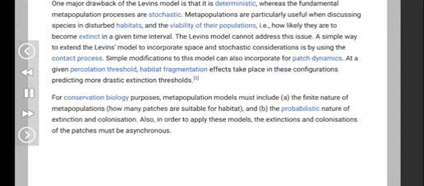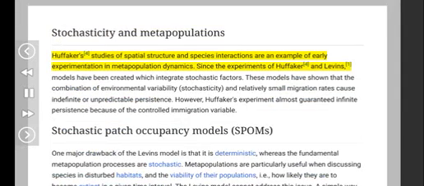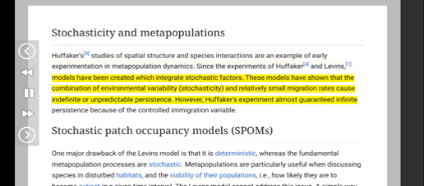Stochasticity in metapopulations. Huffaker's studies of spatial structure and species interactions are an example of early experimentation in metapopulation dynamics. Since the experiments of Huffaker and Levins, models have been created which integrate stochastic factors. These models have shown that the combination of environmental variability, stochasticity, and relatively small migration rates cause indefinite or unpredictable persistence. However, Huffaker's experiment almost guaranteed infinite persistence because of the controlled immigration variable.